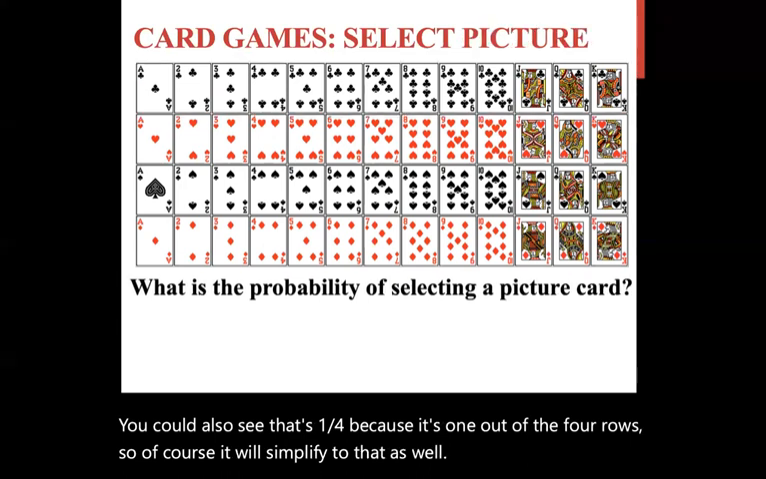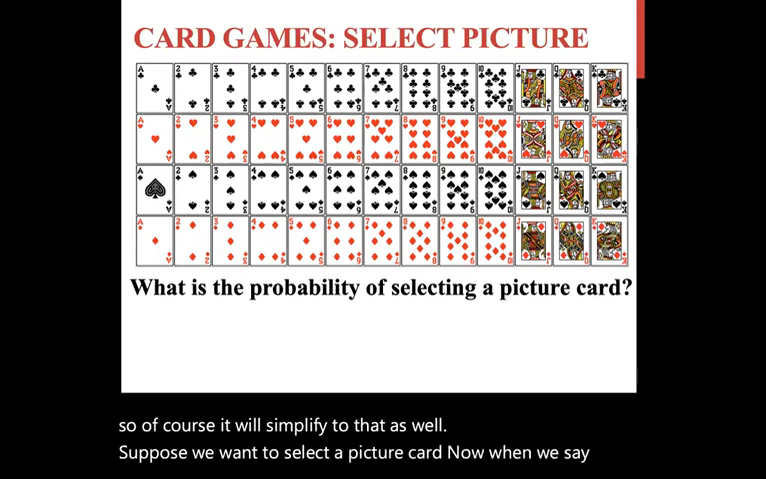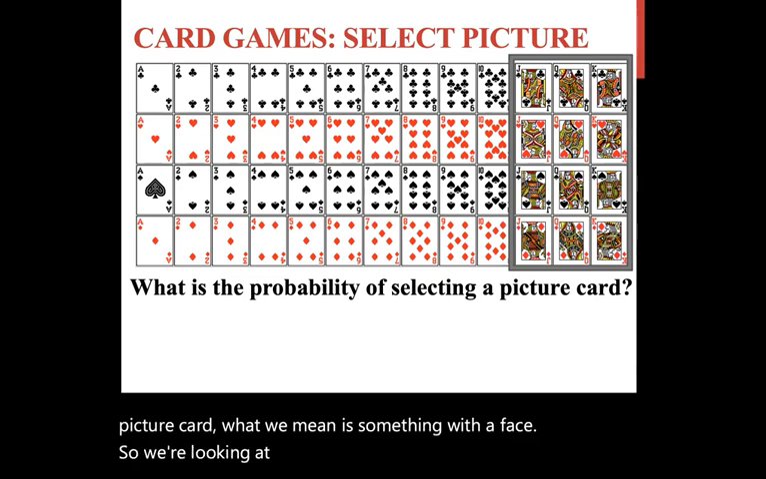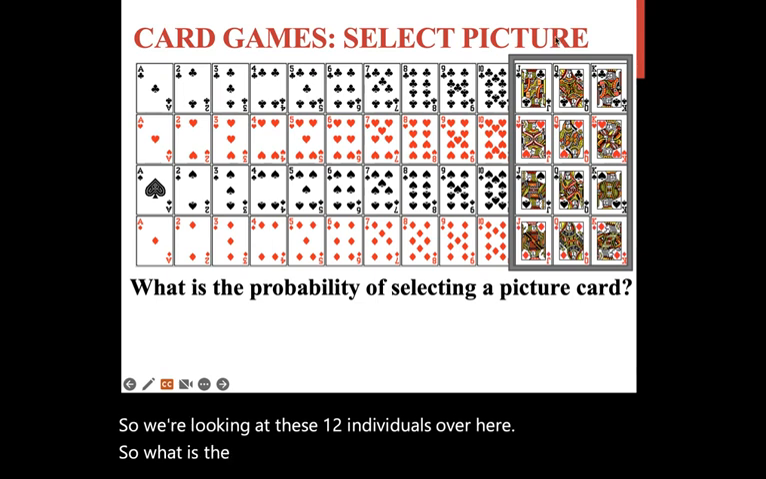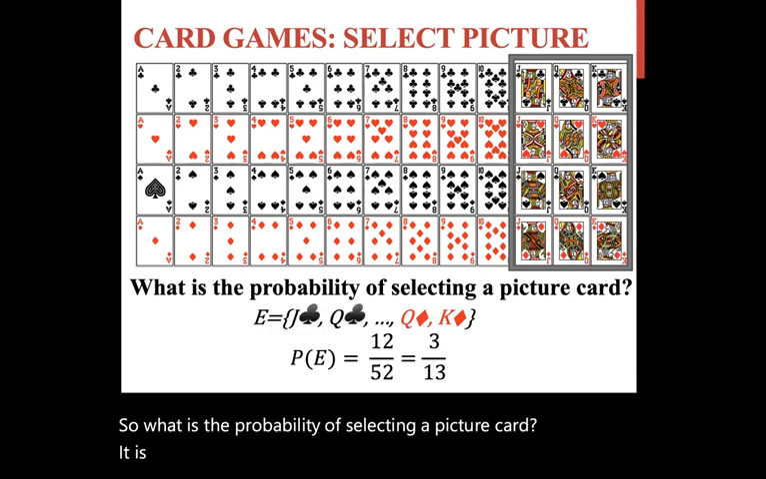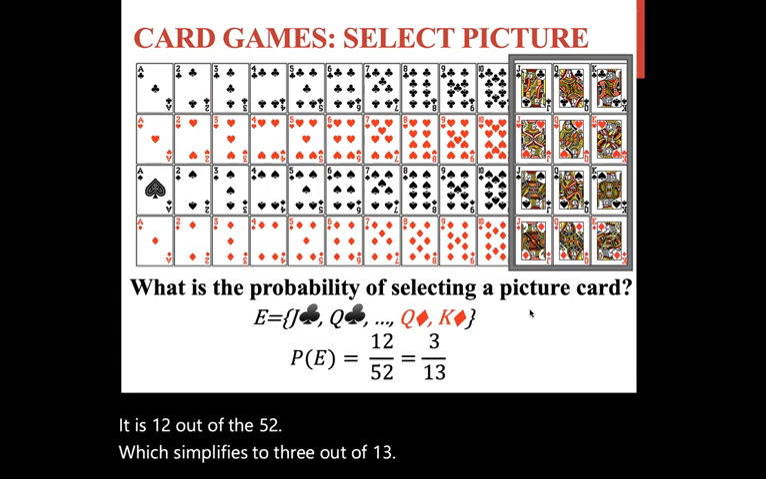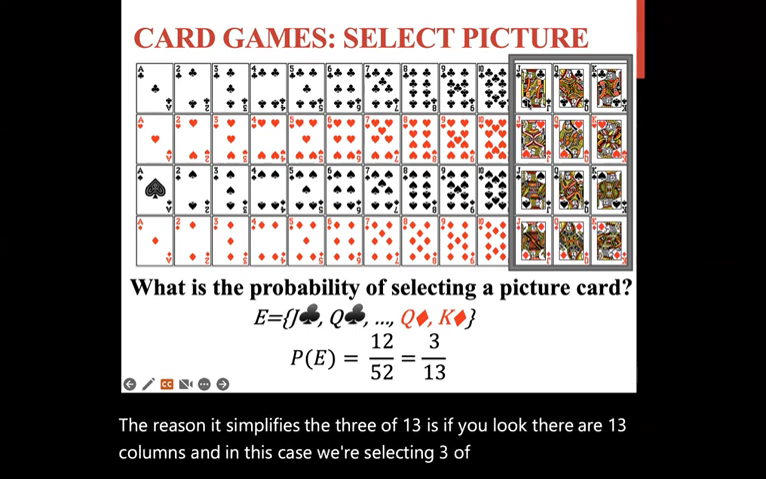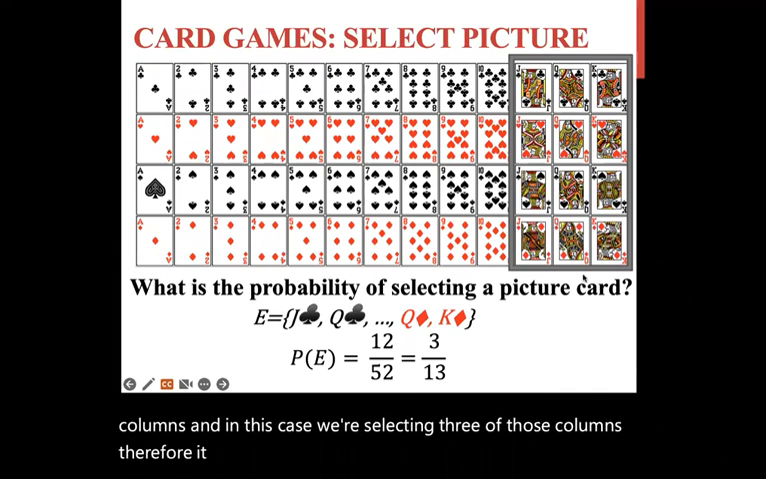Suppose we want to select a picture card. When we say picture card, what we mean is something with a face. So we're looking at these 12 individuals over here. What is the probability of selecting a picture card? It is 12 out of the 52, which simplifies to 3 out of 13. The reason it simplifies to 3 out of 13 is that if you look, there are 13 columns, and in this case, we're selecting 3 of those columns. Therefore, it also simplifies to 3/13.